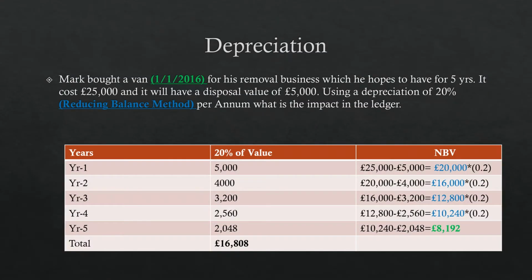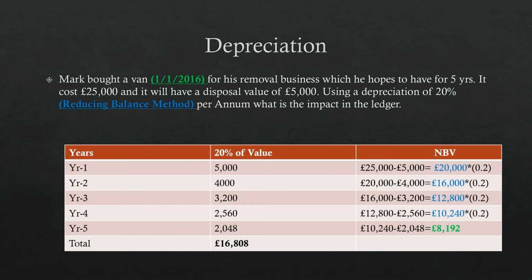So we need to find 20% of 20,000, and that gives us 4,000. And then the net book value of that would be 16,000. And then we find 20% of that, which gives us 3,200. And that's the depreciation for year 3. And then we find the difference of that, and the net book value of that is 12,800. Then we find 20% of that, which is 2,560. Find the difference of that, and that gives us 10,240.